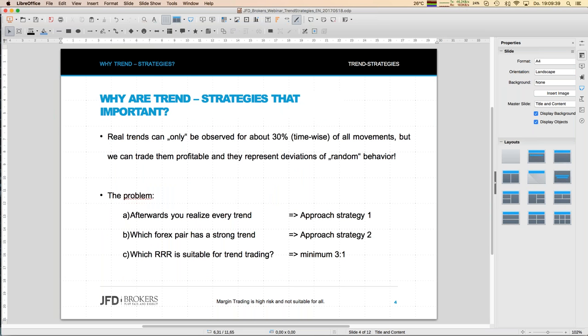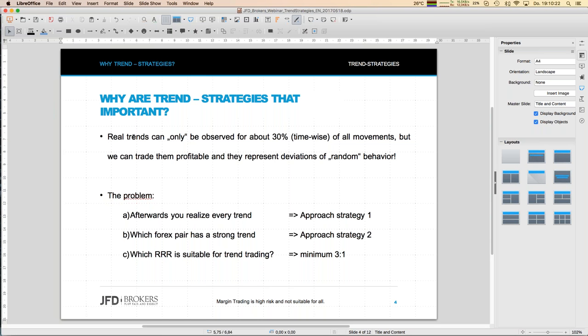So why is trend trading that important? On the one hand, I can share with you a result which is not purely mathematically derived: trends in a pure sense are only 30% time-wise of all overall movements. So it's only about one third of the time that we have clear, visible, good trends. And nevertheless, I'm saying, hey, it's a good idea to have trend trading strategies in our portfolio. And there are a couple of reasons for that.